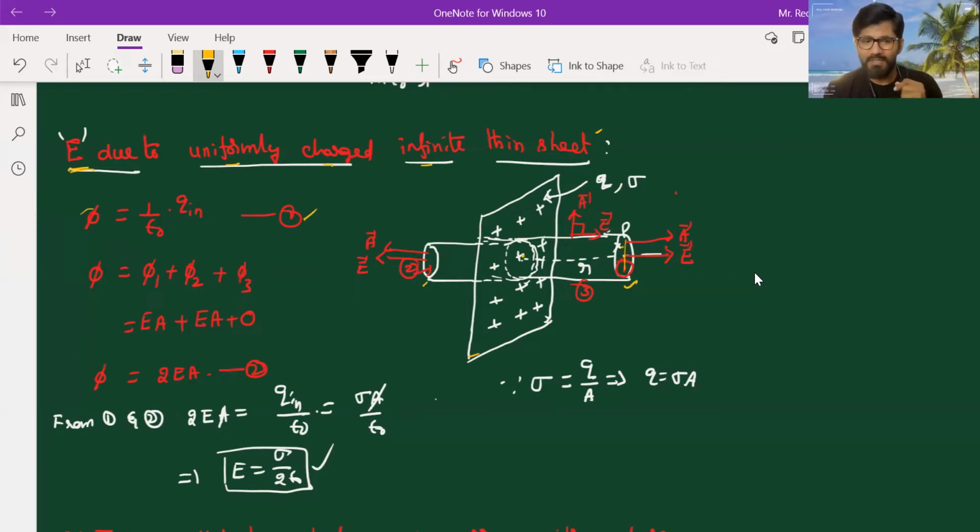Then from the definition of flux, we know the total flux crossing the surface is nothing but flux crossing the first surface plus flux crossing the second surface plus flux crossing the curved surface 3. That is phi 1 plus phi 2 plus phi 3, where flux crossing the first surface, how to find that, we know from the definition of flux, flux phi is equal to E A cos theta.